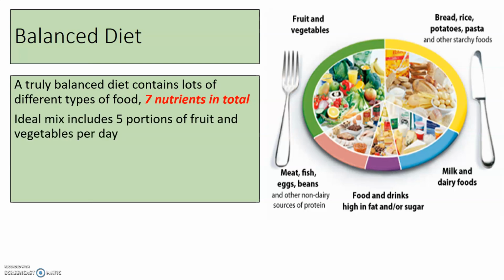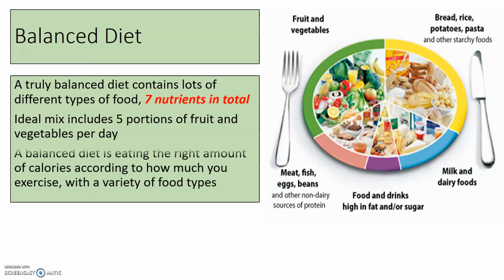And within the UK, we have the guidelines which suggest that we should be eating about 5 portions of fruit and vegetables per day. But some other countries differ with that. France, for example, the requirement is 10 portions of fruit and vegetables per day. But what each country does agree on is that a balanced diet must be the right amount of calories in accordance to how much we actually exercise, so how active we are, and it needs to come from a variety of food types as we're going to look at.